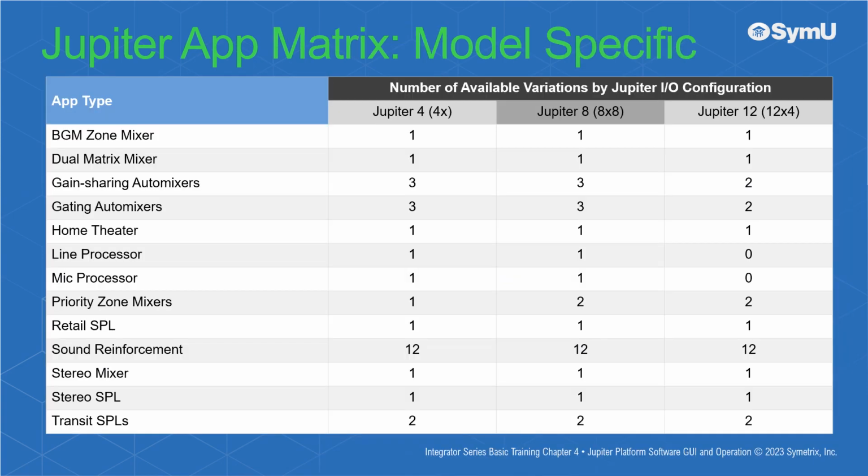Depending on the Jupyter model used, available apps for that specific model are displayed in the dropdown list. Note that the Jupyter 8 is the only model where all apps are available for use. For complete app details and a printable cheat sheet, please download the Jupyter application chart that is linked below this video.